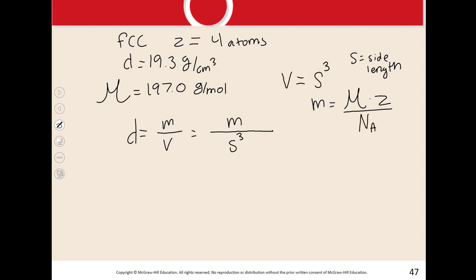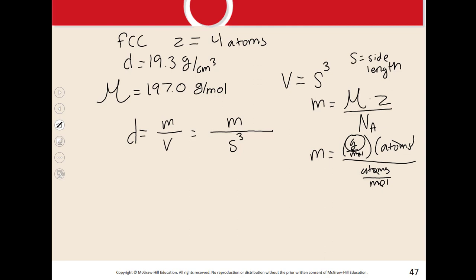Let me show you how the units will work out there. Molar mass is in grams per mole. Z is in atoms, how many atoms you have. And Avogadro's number is in atoms per mole. So we're going to end up with moles canceling, atoms canceling, and we're just left with our mass in grams, which is what we want. So plug that in for M.